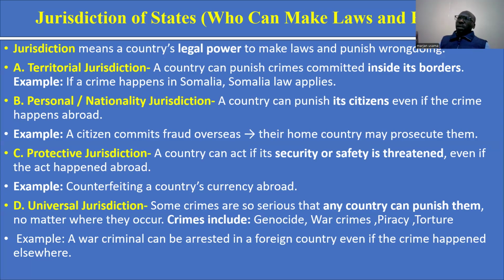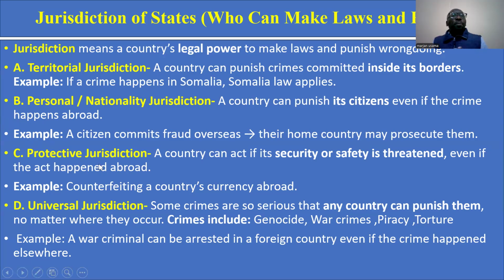For example, we have a Somali who is doing some bad things in another country, doing money laundering, for example, counterfeiting the Somali currency. So you can do what? You can punish him because he has your nationality.